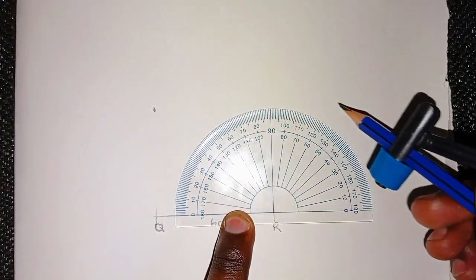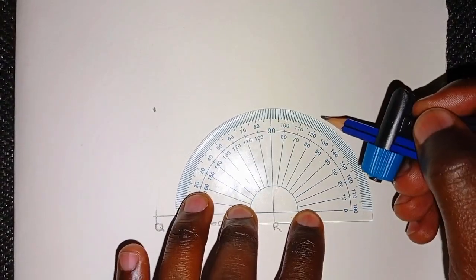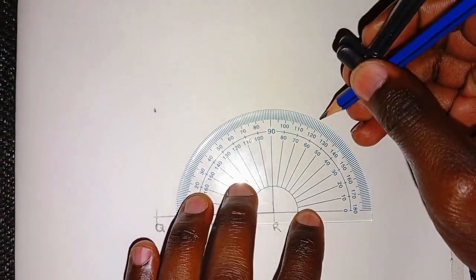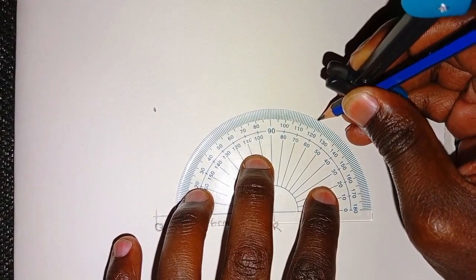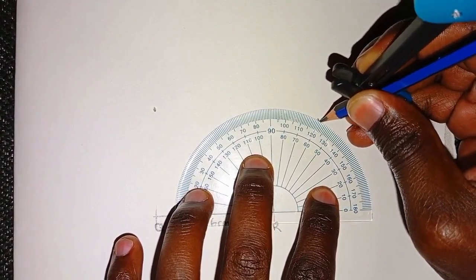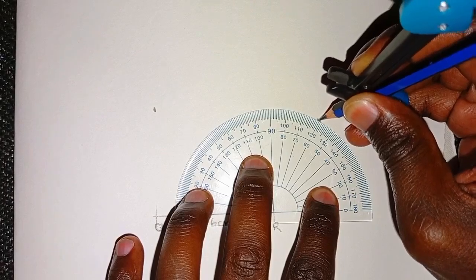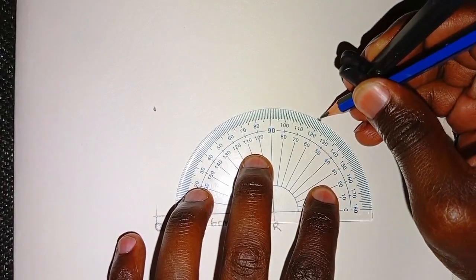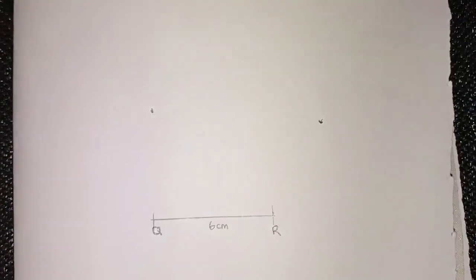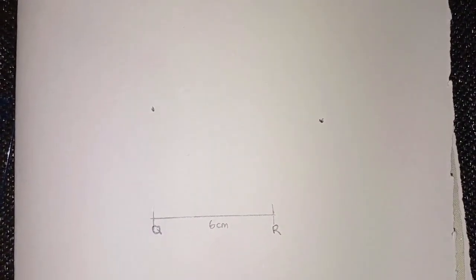So 120 happens to be here. Okay, just here. That's 120. Okay, there. That's 120 here. So again, don't draw it yet. We need to finish the instructions and you'll see how it's going to come out.